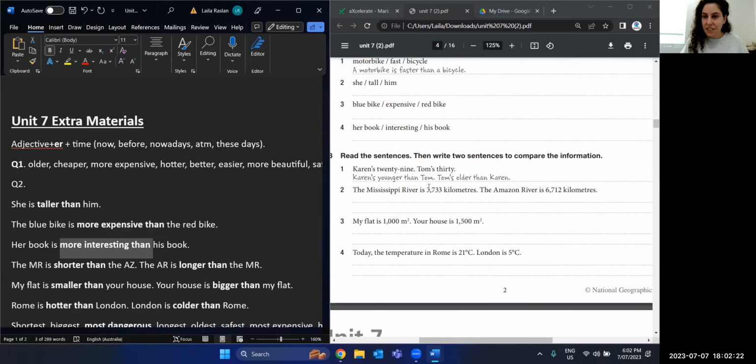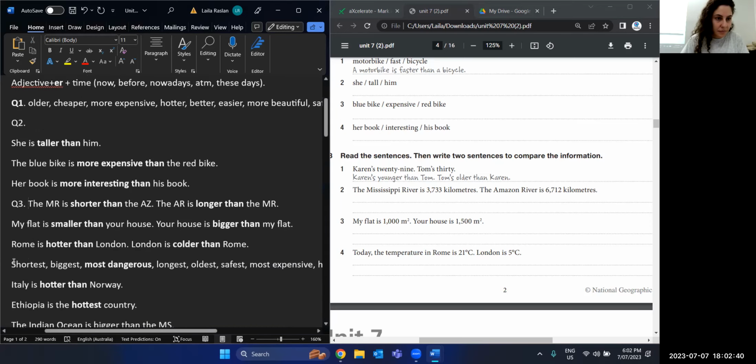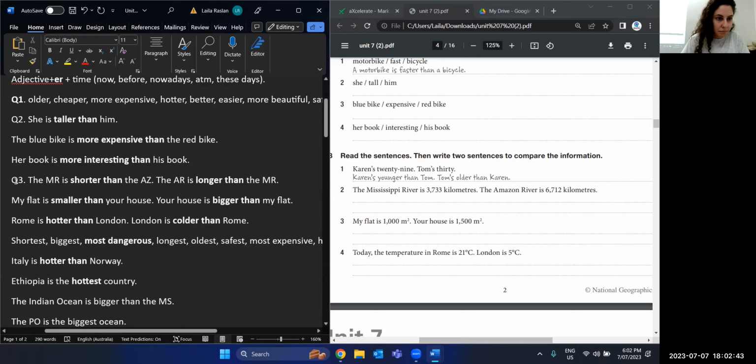Number 3. So they've done the first one for us. Karen's younger than Tom. Or you can say Tom's older than Karen. What would number 2 be, Conrado? Yeah. The Mississippi River is shorter than the Amazon River. The Amazon River is longer than the Mississippi River.